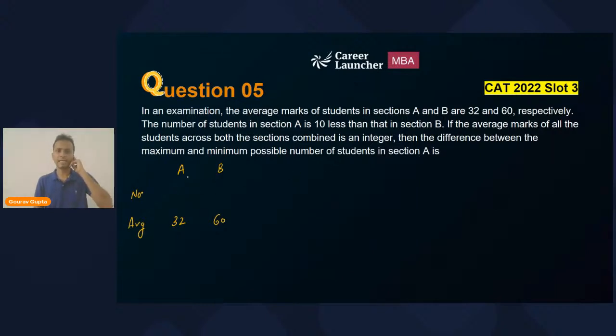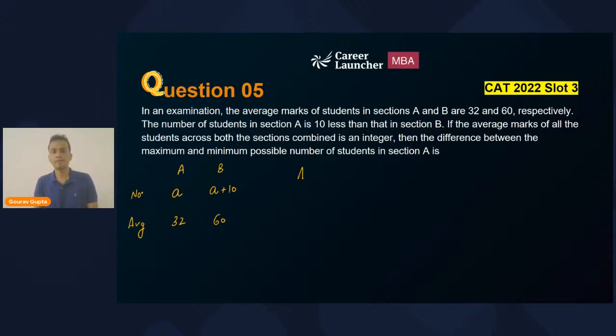Okay, so they are saying that the number of students in section A is 10 less than the number of students in section B. So I'll assume the number of students in section A as A. So the number of students in section B will be A plus 10. The average of section A is given as 32. The average of section B is given as 60.